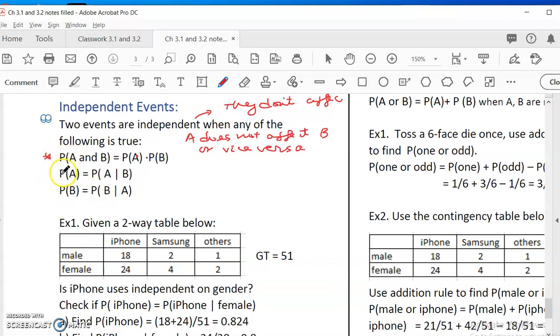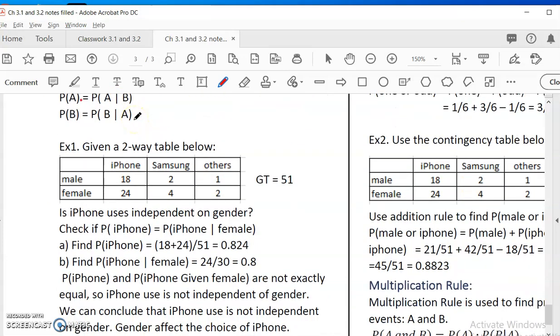The other way to check if A and B are independent is: the probability of A does not matter whether B occurs or not, so the probability of A is the same as the probability of A given B. Or the probability of B is equal to the probability of B given A. That means I don't care whether A has happened or not, it's just B. So if any one of these three is true, then we say they are independent.